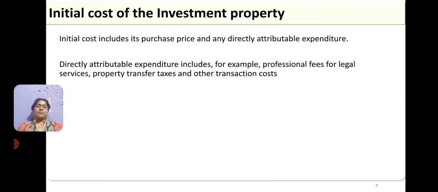investment property. But if you have constructed the same building for your own purpose, say for using it for office, for the office use or for factory or factory building, then you don't show it as investment property, but you show it as PPE, property, plant and equipment.